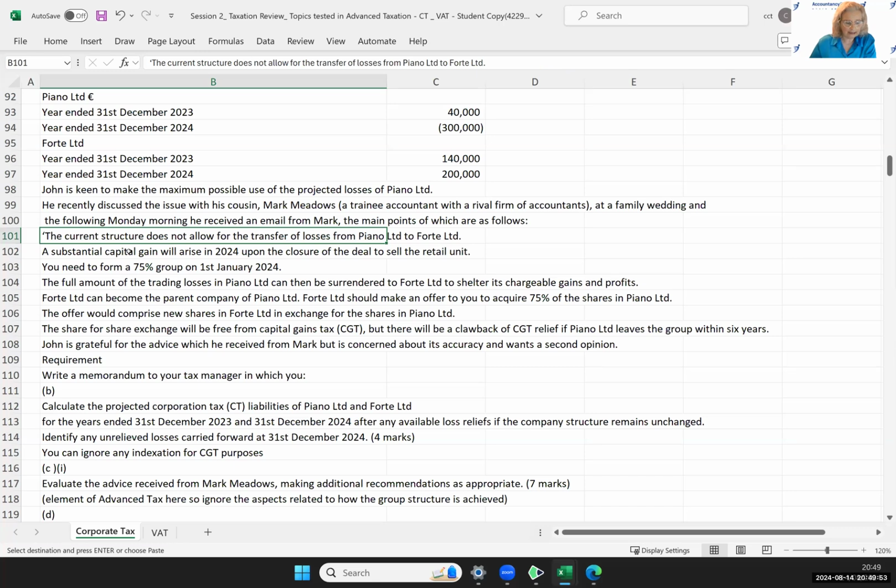So that's that bit. You need to form a 75% group on the 1st of January 2024. So yes, a 75% group is, there must be at least 75% ownership of either Piano owning Forte or Forte owning Piano, or a third company, a holding company, owns 75% of both companies. All right. There's an advanced tax aspect to this where we'll be saying, actually, you should make it more than 75%, but we're not going to worry about this now. That's why I don't want you going looking at solutions, because I want to bring this back to what we have as assumed knowledge only. Okay. So yes, Mark is correct.